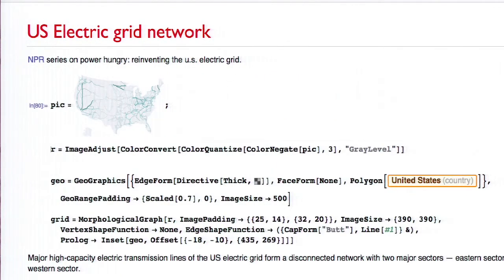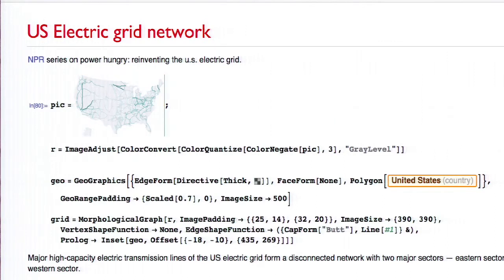The other application came because we were working on releasing the system, and we had to build some nice page to show the functionality. We ended up looking for some nice application, and I was looking at an NPR series on Power Hungry. I don't know how I ended up there. And then I saw this network they had, this picture. And I just wondered, can I reproduce it in Mathematica and actually try to analyze if the power grid in the US is robust enough?